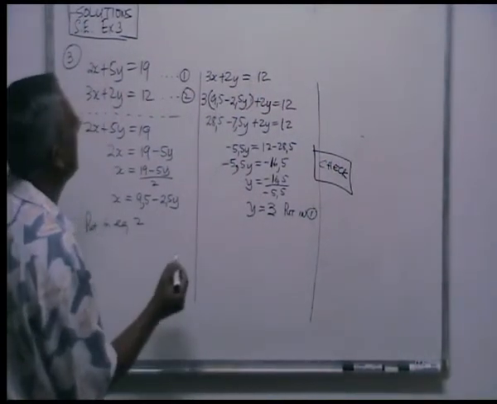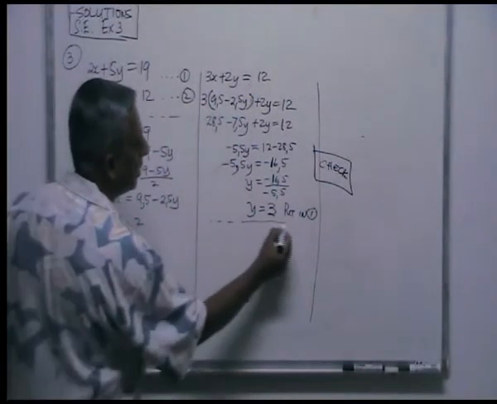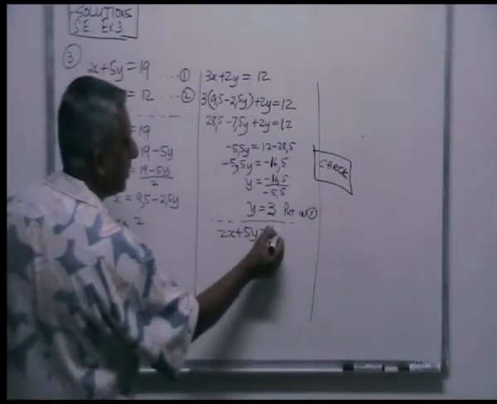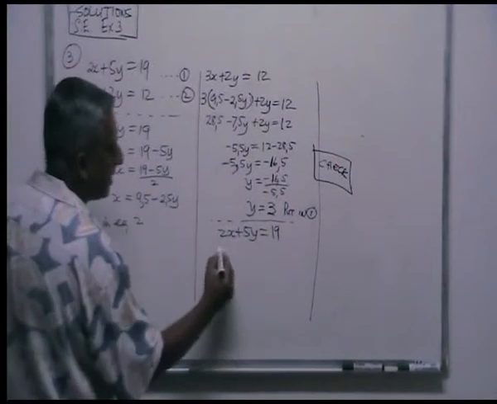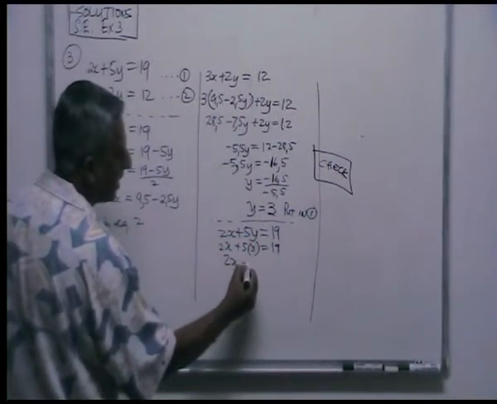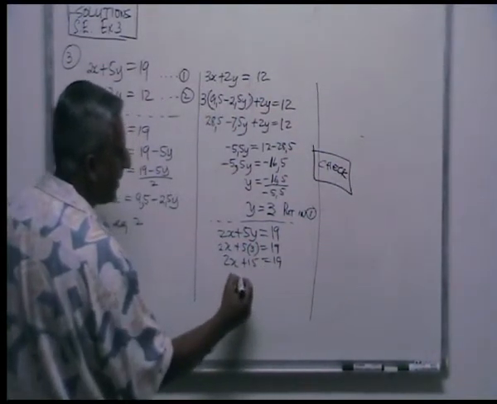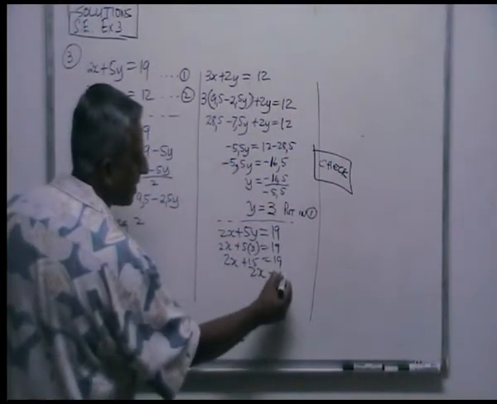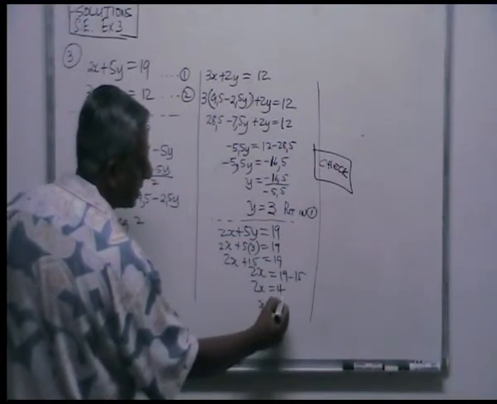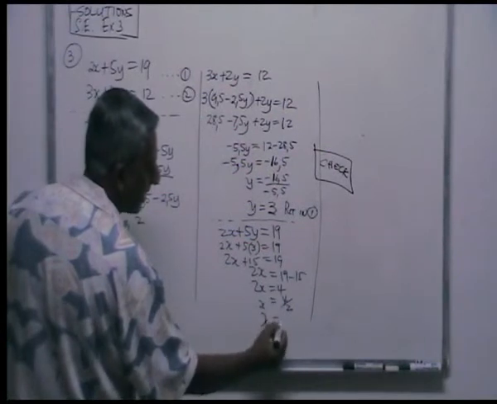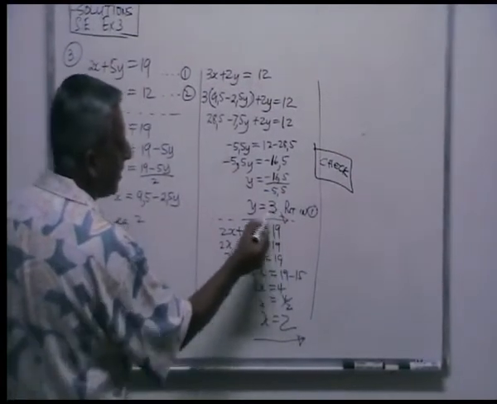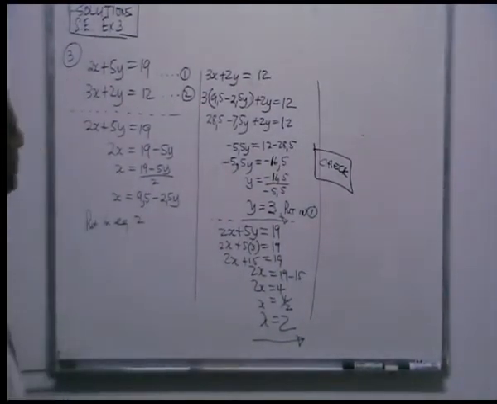So that's how you get 3. Now we go back to number 1. And number 1 is 2x plus 5y is equal to 19. So y is 3. So 2x plus 5 times 3 is 19. 2x plus 15 is 19. So 2x is equal to, take the 15 on that side, 19 minus 15. 2x is equal to 4. x is equal to 4 divided by 2. x is equal to 2. Alright, so your final answer, y is equal to 3 and x is equal to 2.